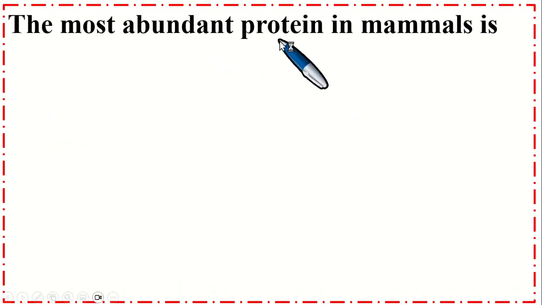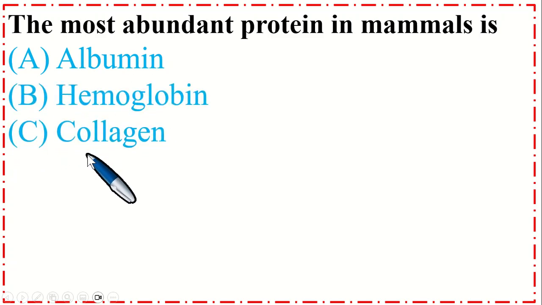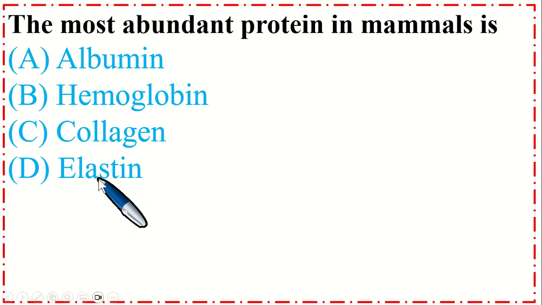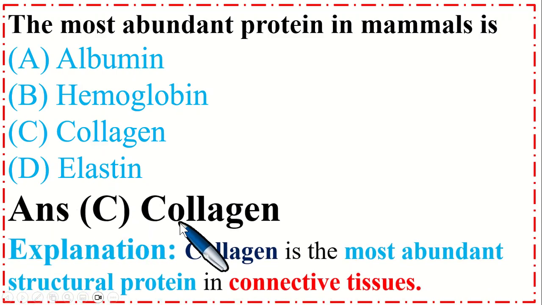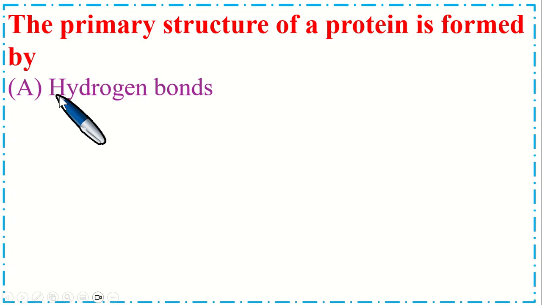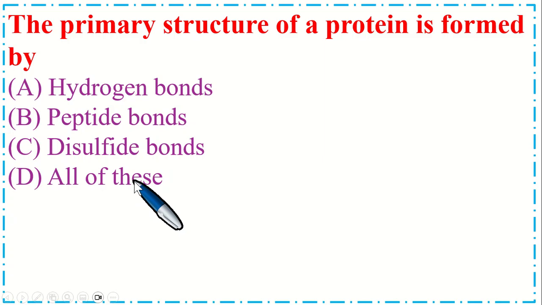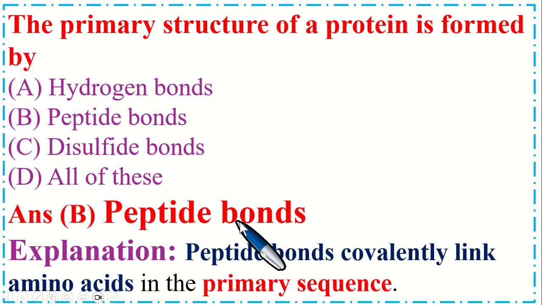The most abundant protein in mammals is option A albumin, B hemoglobin, C collagen, and option D elastin. So the correct option is C collagen. Collagen is the most abundant structural protein in connective tissues. The primary structure of a protein is formed by option A hydrogen bonds, B peptide bonds, C disulfide bonds, and option D all of these. So the correct option is B peptide bonds. Peptide bonds covalently link amino acids in the primary sequence.